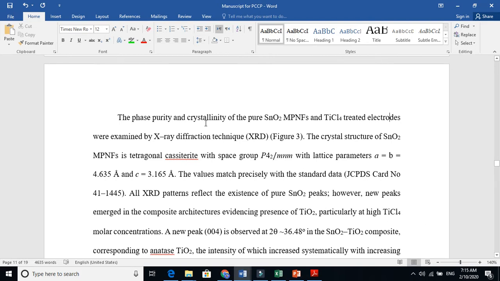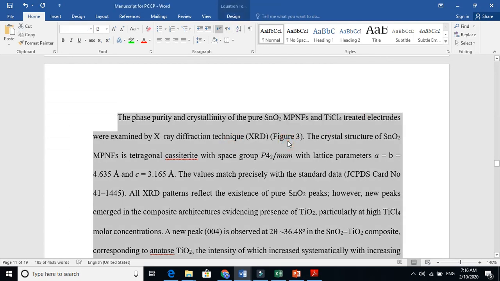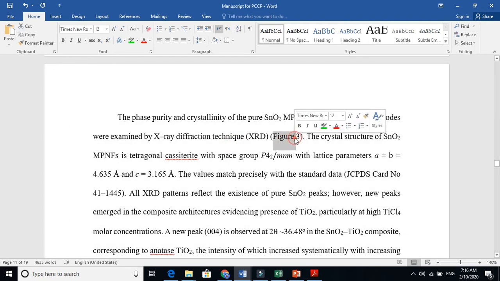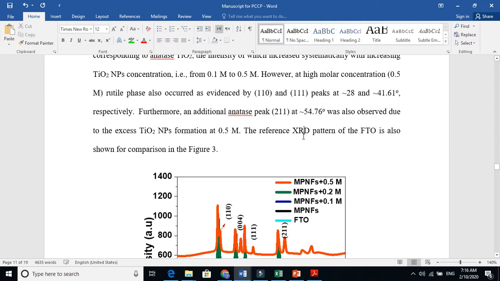Now if I want to know the crystallinity of the material, whether my material is polycrystalline, monocrystalline, or amorphous, I have to do the XRD measurements. So I just say the phase purity and crystallinity of pure SnO2 and TiCl4 treated, this is the composite one, treated electrode were examined by X-ray diffraction technique, and just give figure 3. I just give in parenthesis figure 3. If you are not sure what I'm talking about, go to figure 3 here. You see, this is my figure 3.